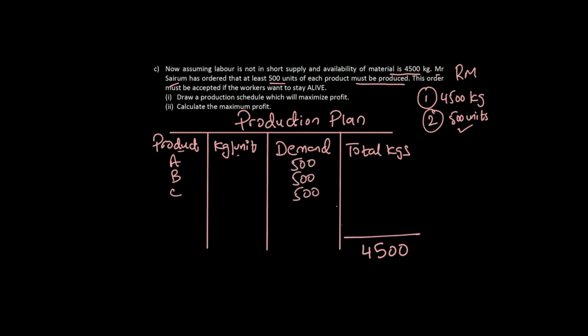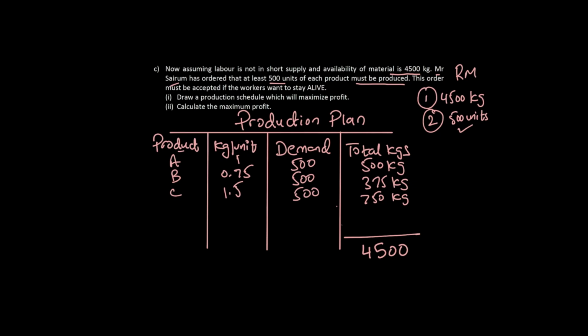Now, if you look at part A, this was their material requirement per unit: 1 for A, 0.75 for B, and 1.5 for C. So if we allocate them, 500 kgs go to A, 375 kgs go to B, and 750 kgs are allocated to C. So I first fulfilled this constraint of making 500 units each. Now with the remaining kgs, I will go back to my ranking.